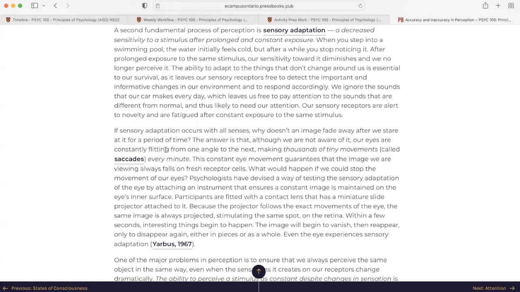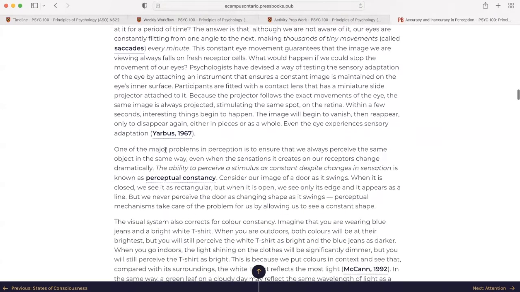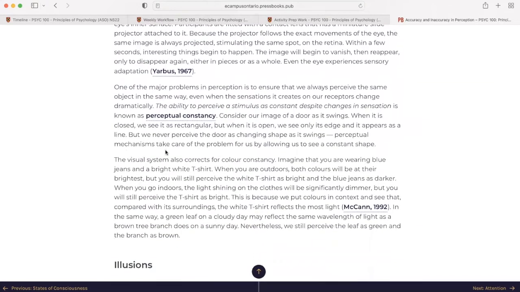Psychologists have devised a way of testing the sensory adaptation of the eye by attaching an instrument that ensures a constant image is maintained on the eye's inner surface. Participants are fitted with a contact lens that has a miniature slide projector attached to it. Because the projector follows the exact movements of the eye, the same image is always projected, stimulating the same spot on the retina. Within a few seconds, interesting things begin to happen. The image will begin to vanish, then reappear, only to disappear again, either in pieces or as a whole. Even the eye experiences sensory adaptation.